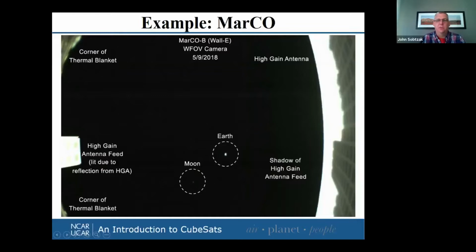So this thing was on its way to Mars, and they turned the satellite and took a picture of the Earth and moon. Being able to do this from a 6U satellite is pretty challenging and pretty neat that they were able to do it.